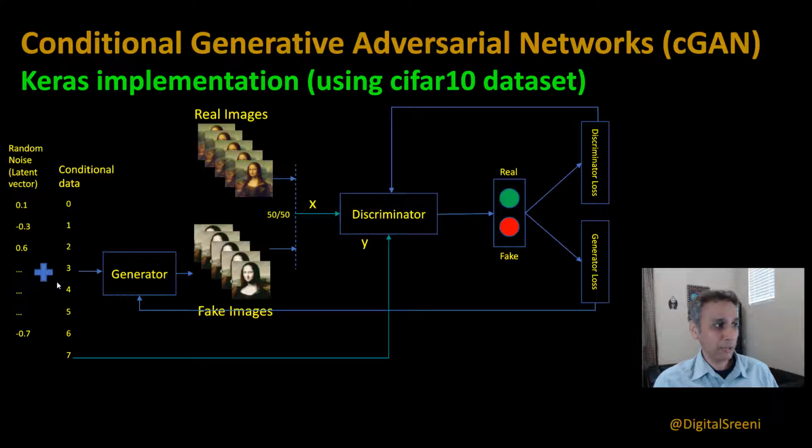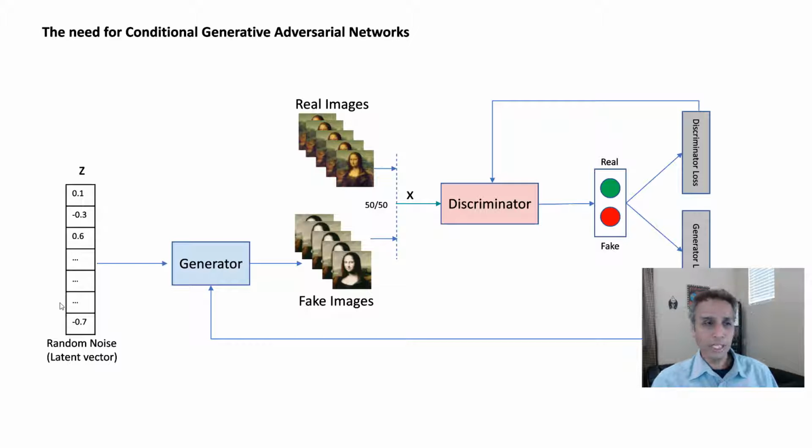So how is that class label going to be used? Well, the conditional data and the random noise are going to be concatenated and provided as input to the generator. And the generator again generates the fake images, and the discriminator also gets the conditional data as an input. And using that and the image as an input, it gets trained. And by the way, this conditional data, we are going to convert into a form that we can actually train by using an embedding layer. So we'll see that as part of the code, but let me walk you through the code a little bit.